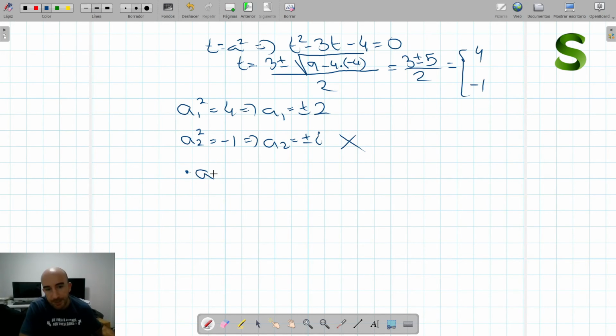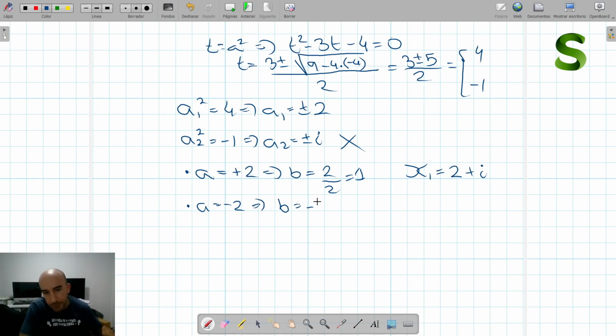And we have then two options. We have the option that a equals plus 2, so b equals 2 divided by 2 equals 1. So our first solution is going to be 2 plus i. If we consider that a equals minus 2, then b equals 2 divided by minus 2 equals minus 1. So we have our second solution, which is minus 2 minus i.